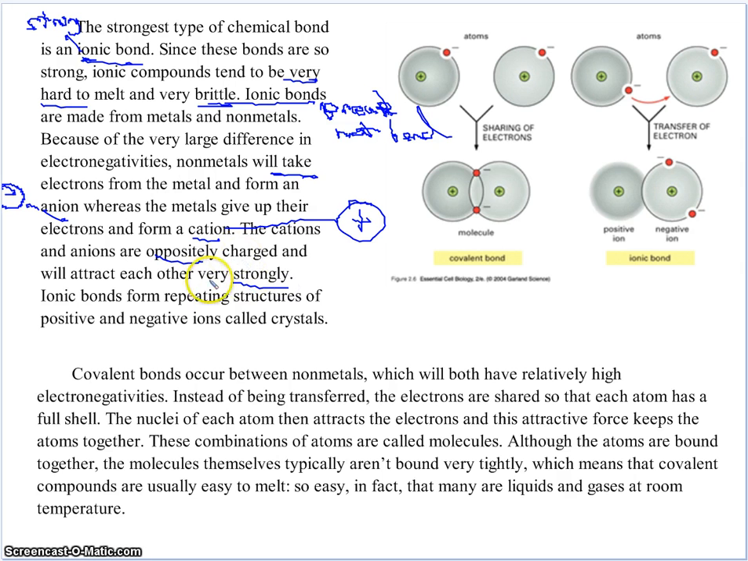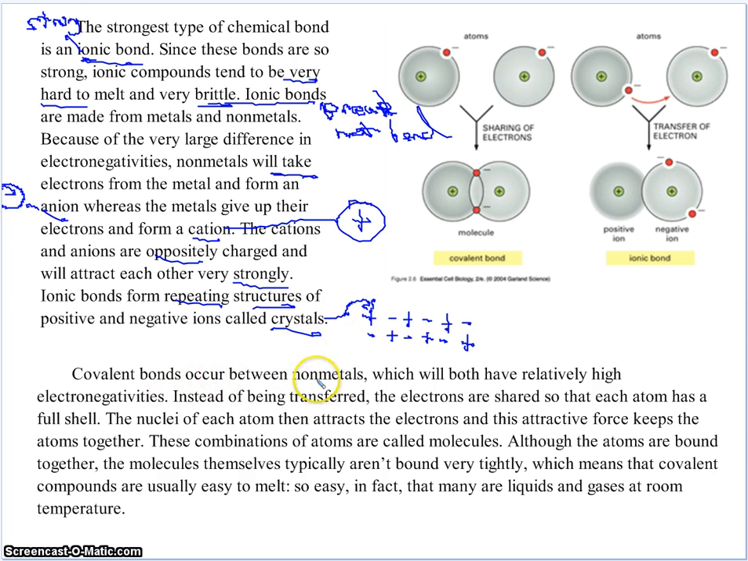Okay. Ionic bonds form repeating structures of positive and negative ions called crystals. So a crystal would be a repeating structure of positive and negative. So positive, negative, positive, negative. I guess you could repeat up and down too. So negative, positive, negative, positive. So positive surrounded by negative. I guess that's called a crystal. Okay, so this is a crystal right here.